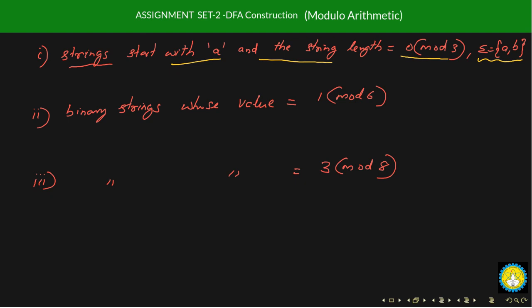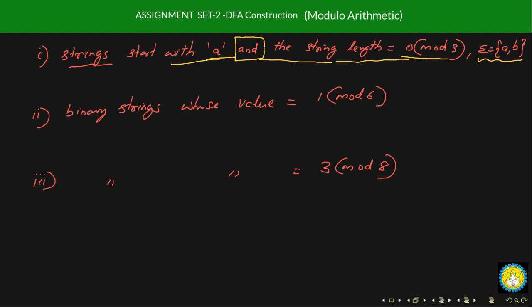Okay, so here the string has to start with A, and the string length has to be 0 mod 3. Since here you can also see the AND closure, it is not necessary that you apply the intersection operation that we have discussed. So it can be trivially solved.